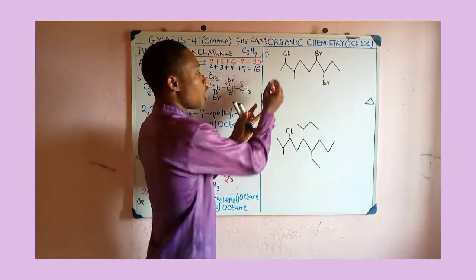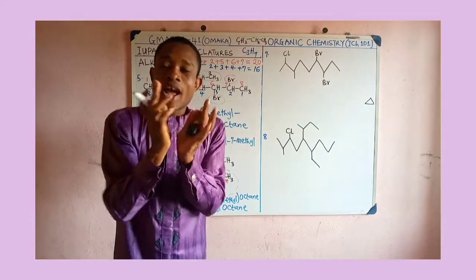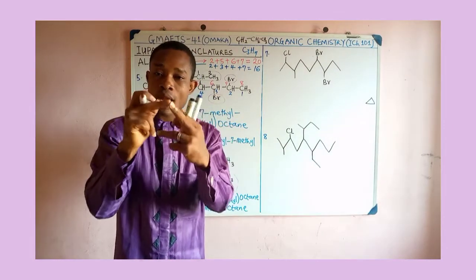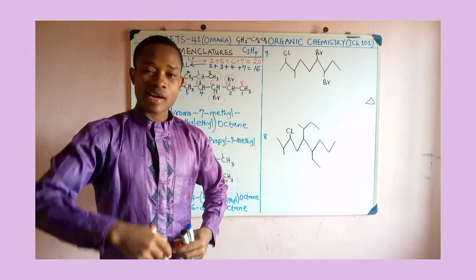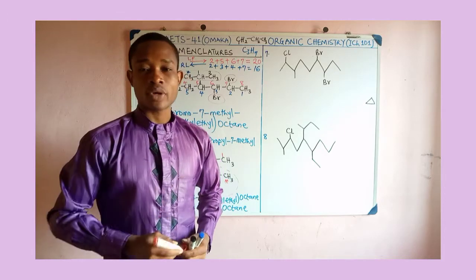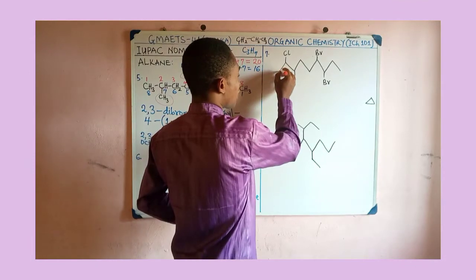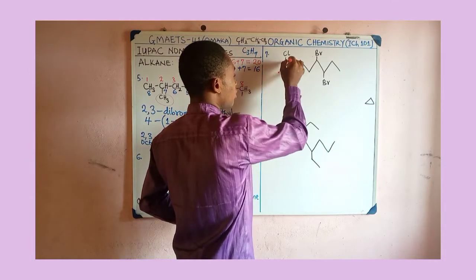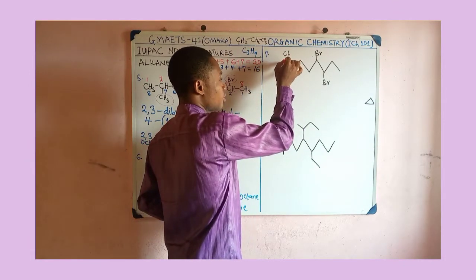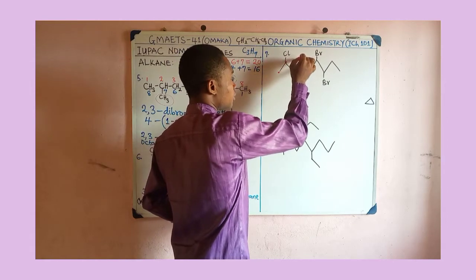At each point where you have maybe ending of a line or two lines meet, there is a carbon atom at that point. That is the trick to this. Is that okay? It therefore means that there is a carbon atom here. Let me locate. There is another one here. There's another one here. Then this.